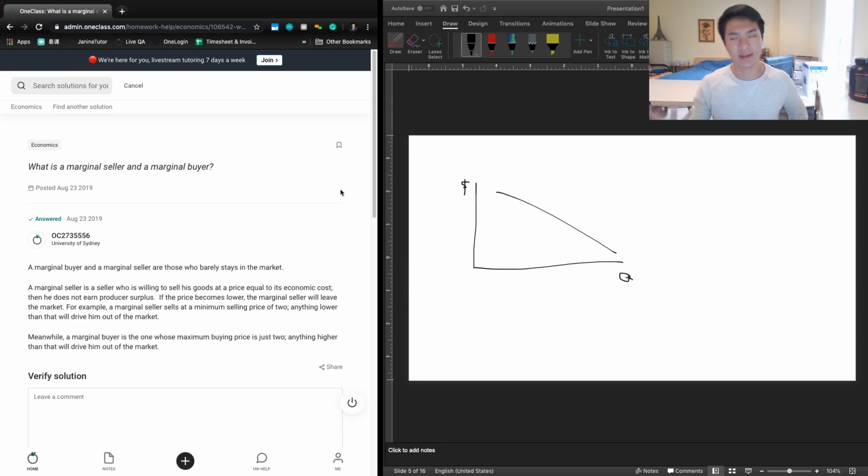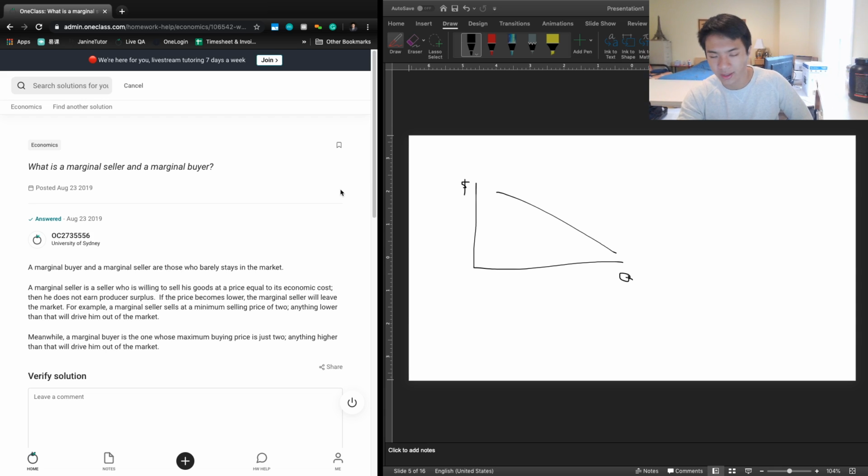So this goes on the idea of economics of thinking on the margin. And so what we're really thinking here is, for a marginal seller, who is the last seller who is willing to sell at this price, right? Who's barely willing to sell because they basically earn no producer surplus from selling this good. And on the buyer side, who is the last person to buy, the least willing person to buy this good at this price, who's still buying the good?